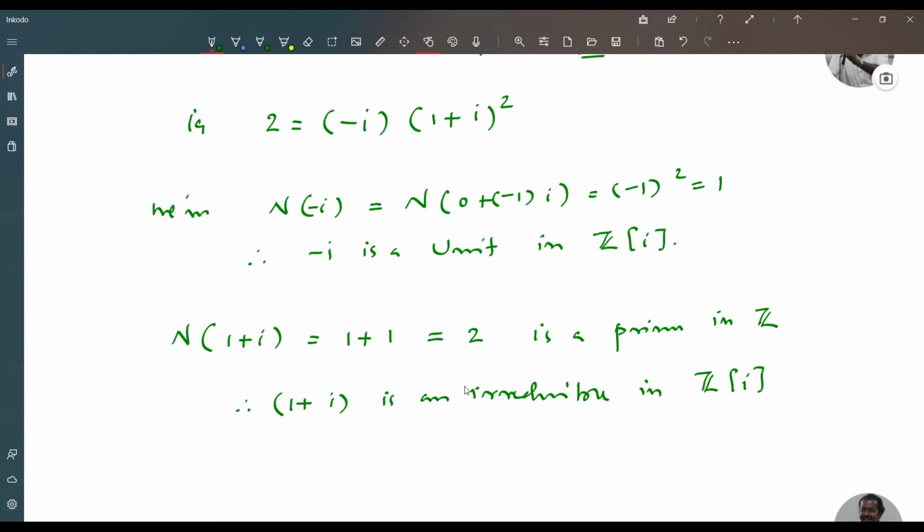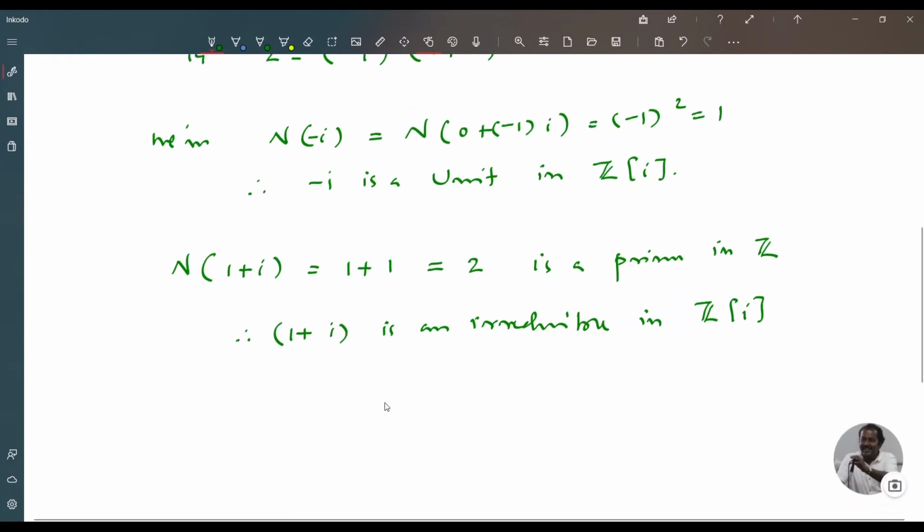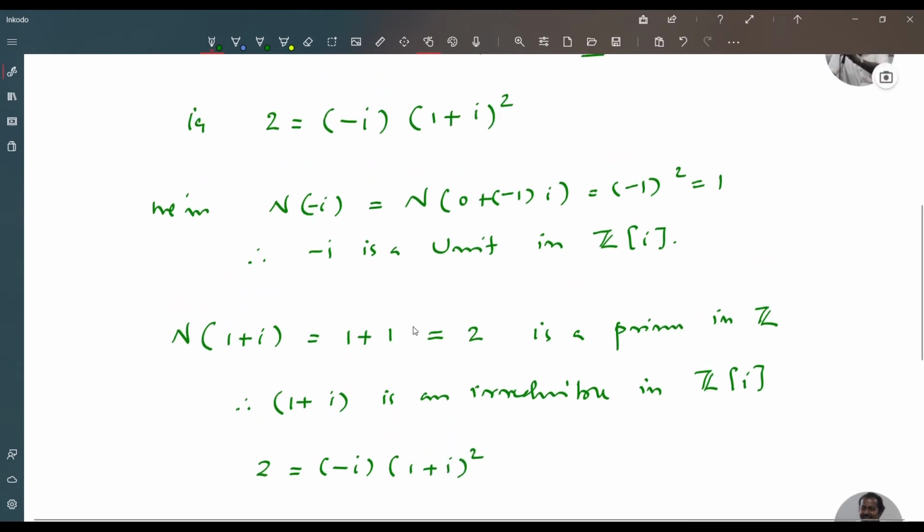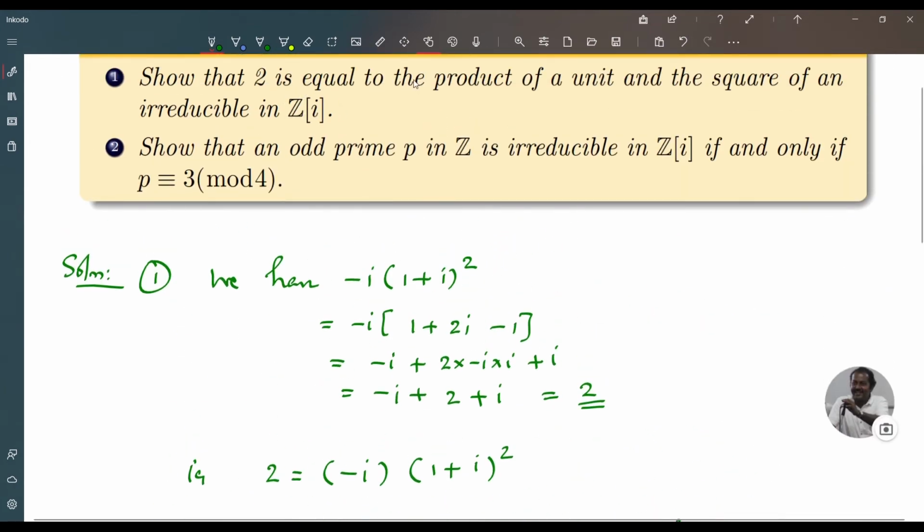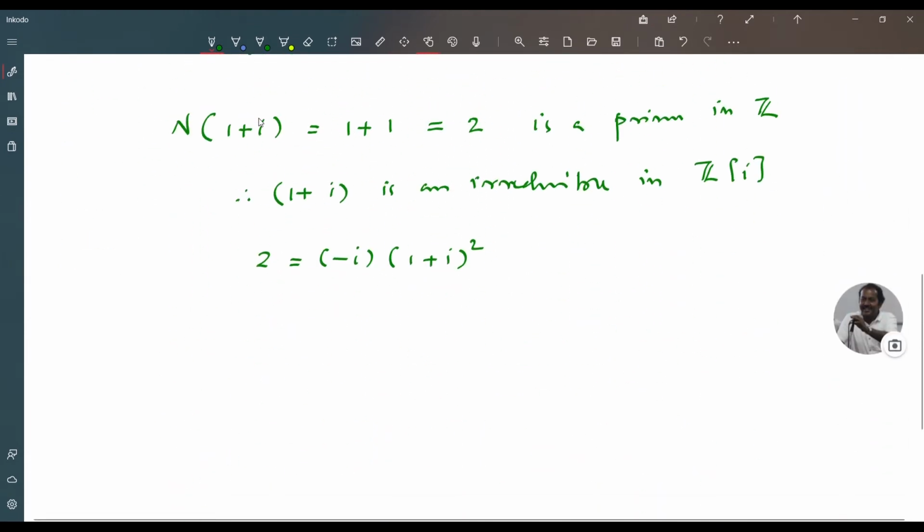That is, you can write 2 as a product of a unit and the square of an irreducible: (1 plus i) the whole squared. This we have seen. 2 is equal to the product of a unit and the square of an irreducible in Z[i]. Two is the product of a unit, that is minus i, and the square of an irreducible. The irreducible is 1 plus i here.